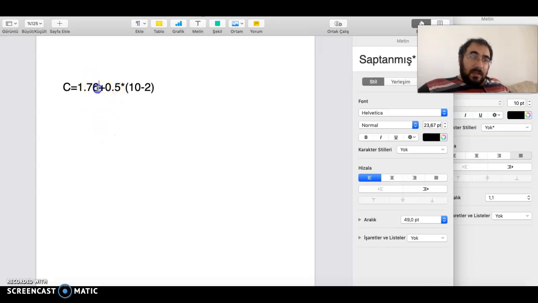Let's copy it. So this is 8, 10 minus 2, and 8 times 0.5 is 4. So C is equal to 5.76 for the United States at that time.